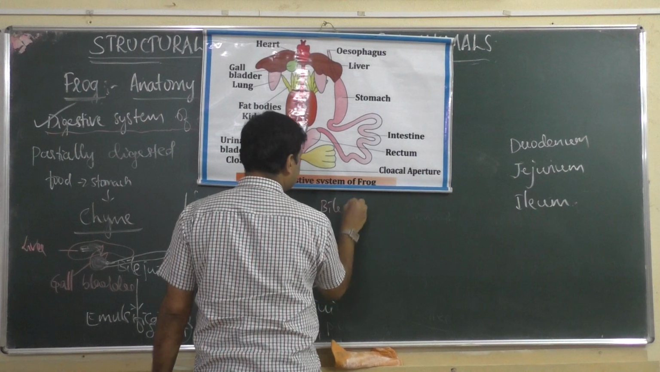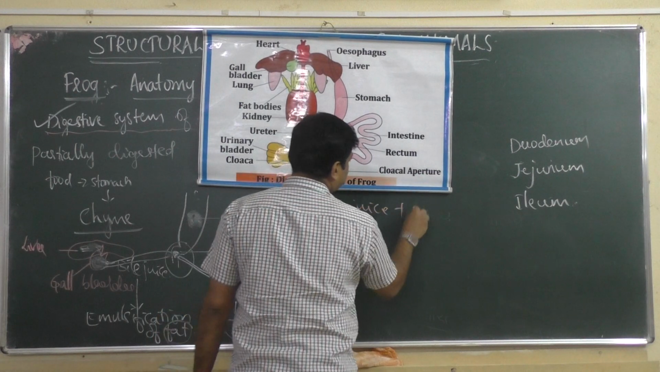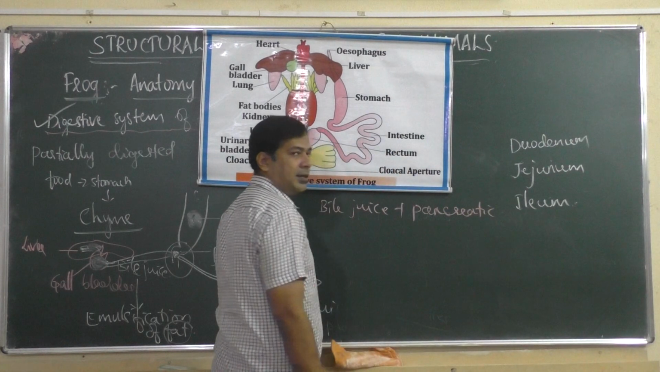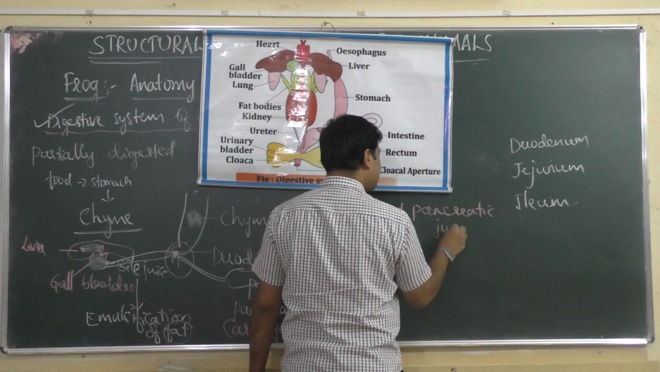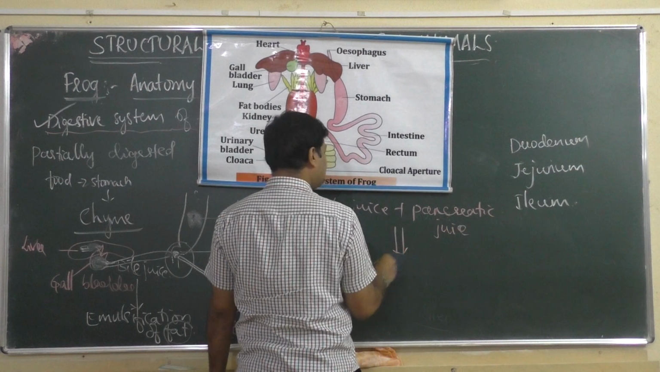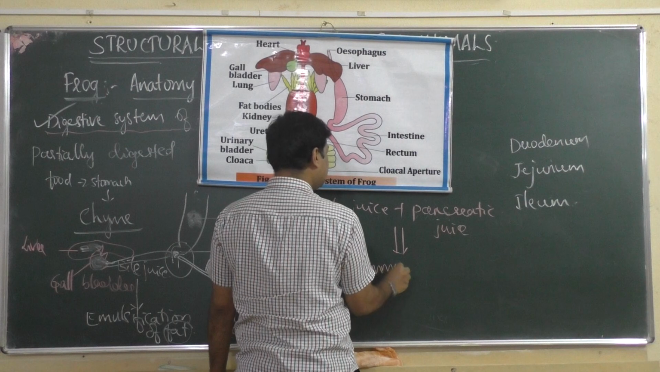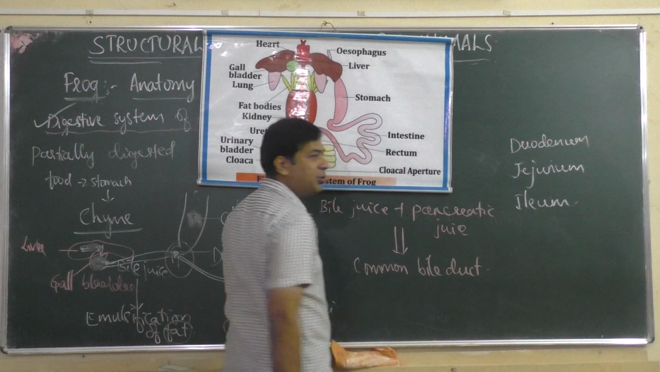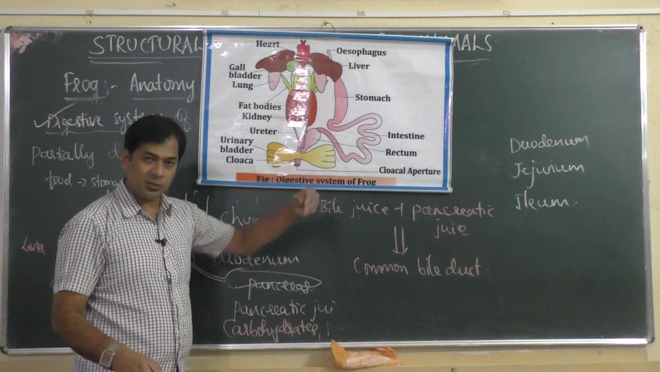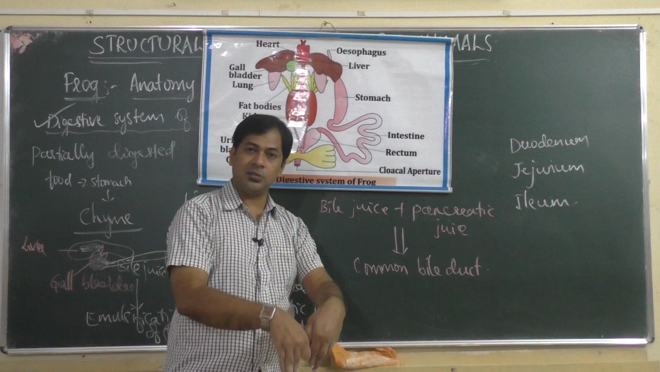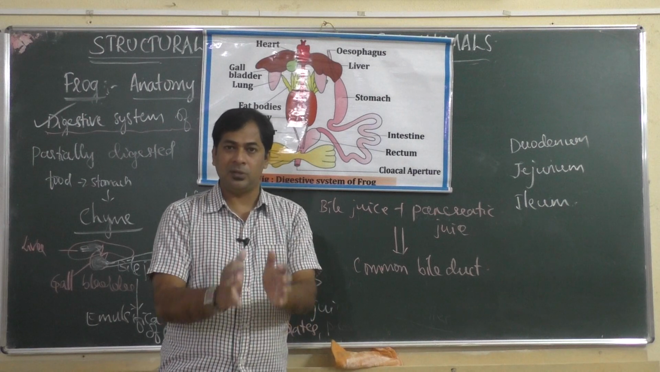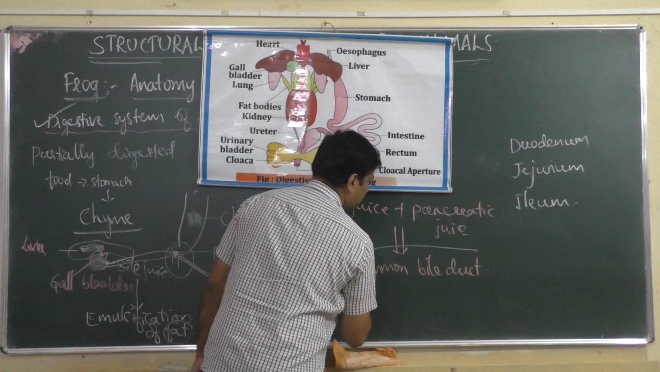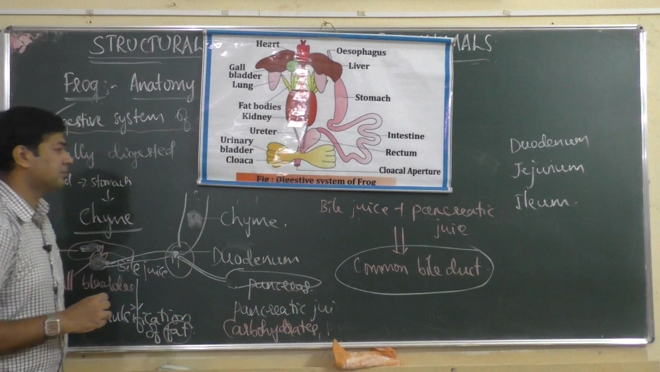So bile juice plus pancreatic juice, means bile juice from liver and pancreatic juice from pancreas, both will come to one common tube, that is called common bile duct. Duct means tube-like structure. So bile also comes to this tube, pancreatic juice also comes to this tube. So it is like a common pipe, where both will mix. Okay, so that is called common bile duct, very important, which you should know.